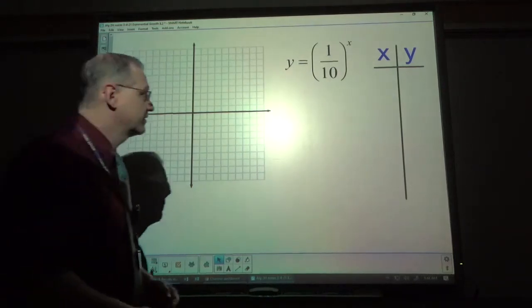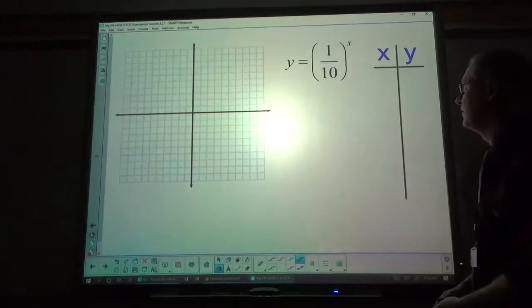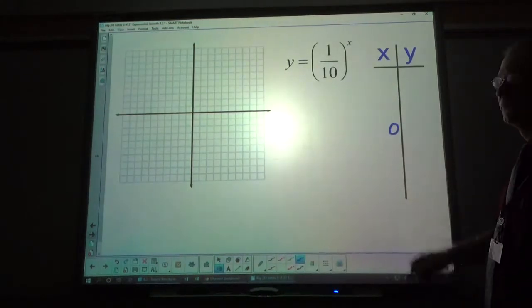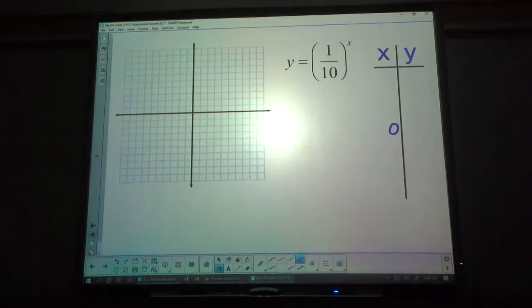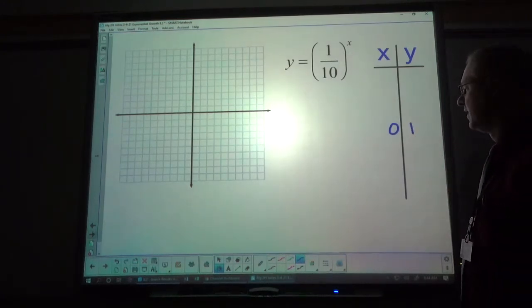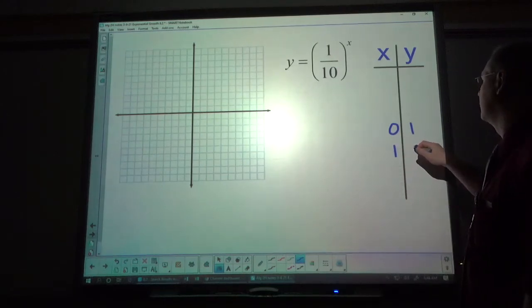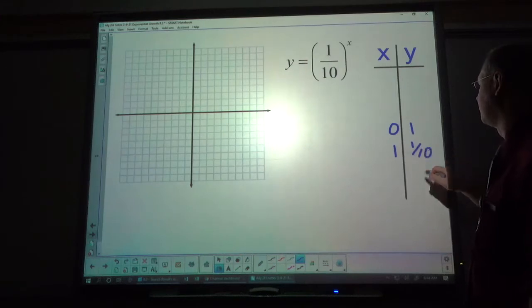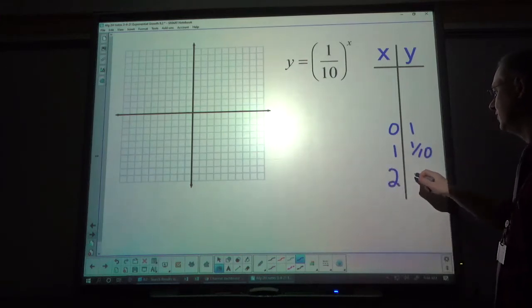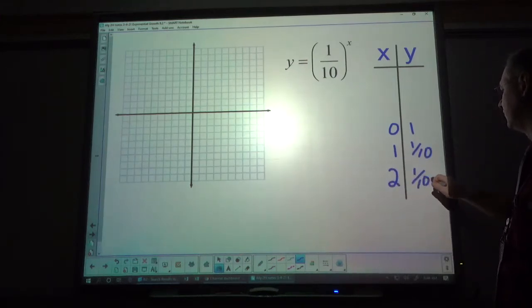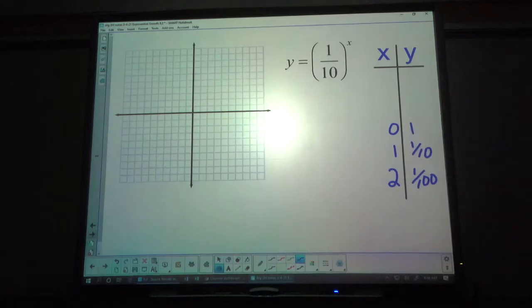Now if I put in a value of x of 0, we typically start with that, then anything to the 0 power is the number 1. If I put in 1, then I get 1/10. If I put 2, I get 1 over 100, because remember, that would be squaring both the top and the bottom.